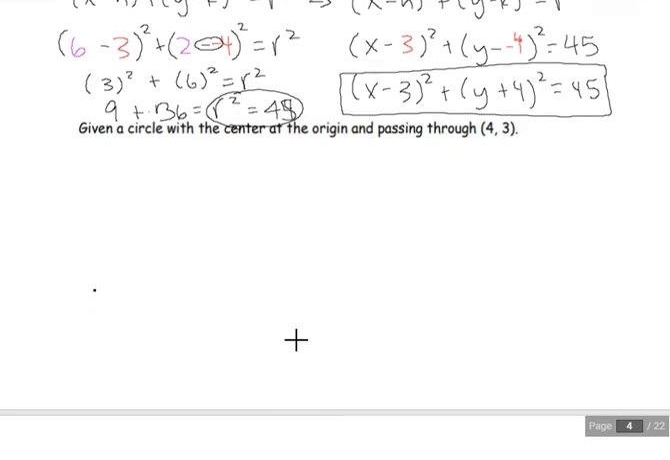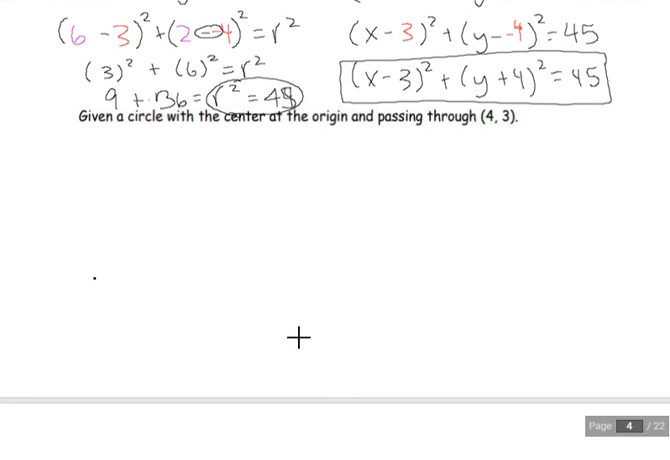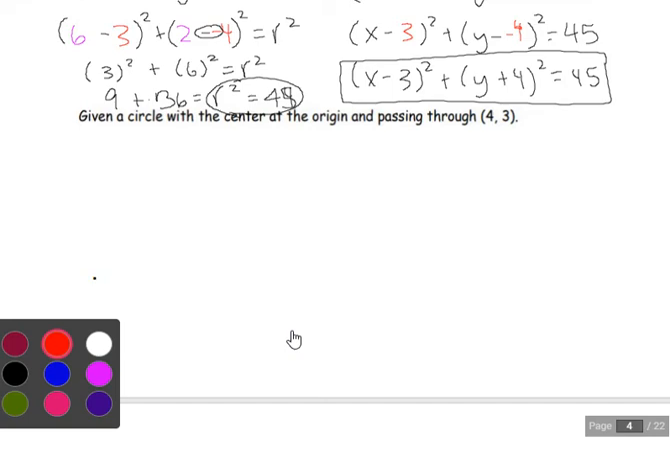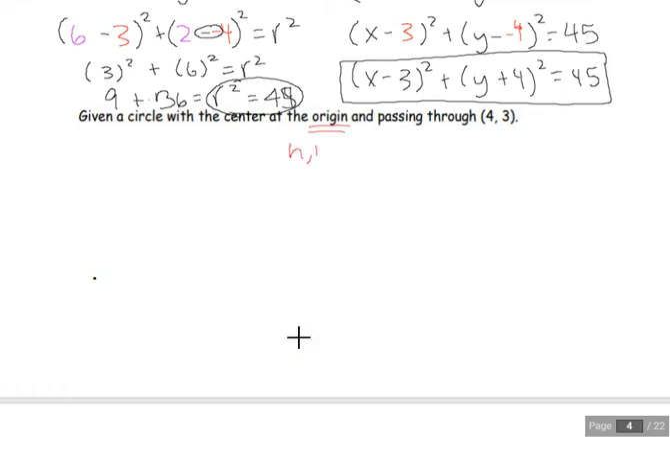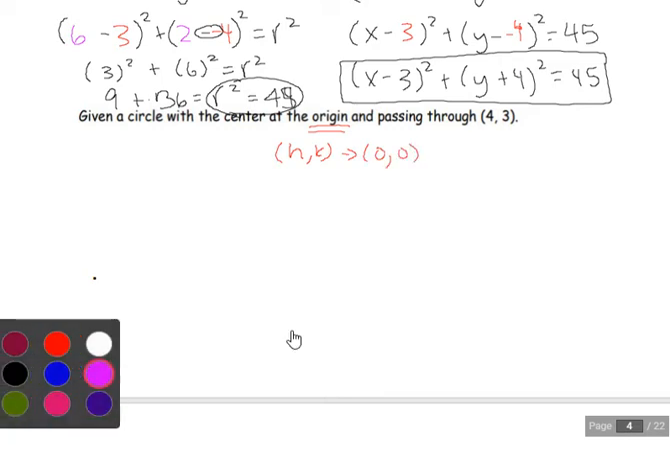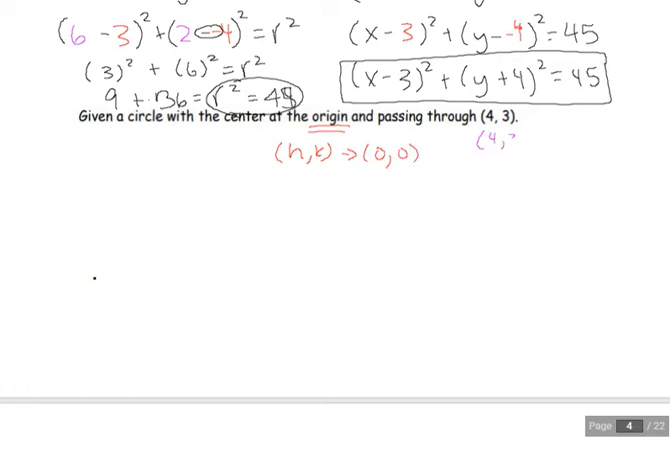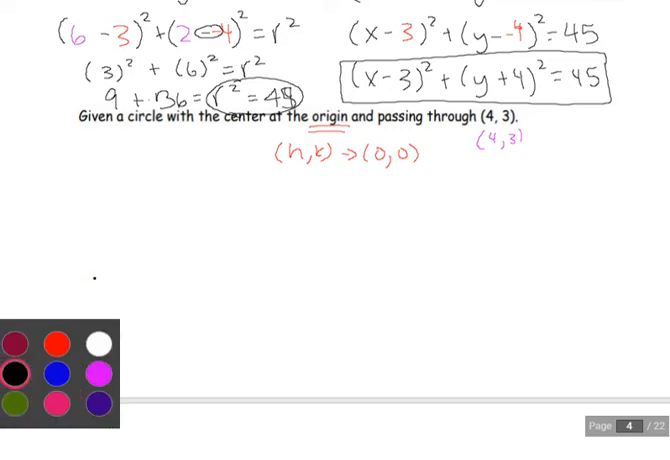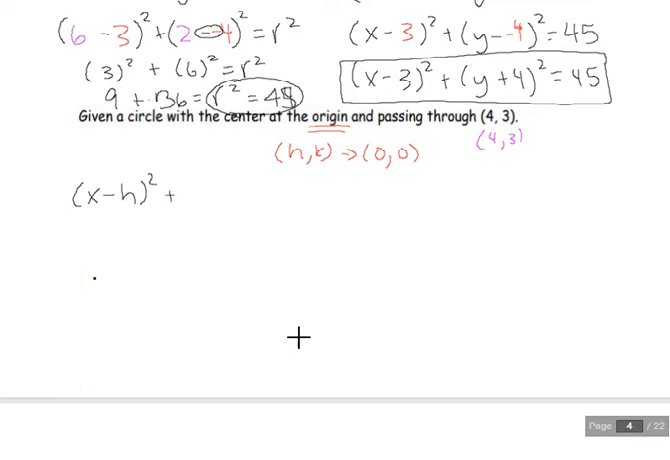All right, so here we have another one where we do have the center, excuse me. It's going to be at the origin, and so that implies h and k is going to be 0 comma 0. And then the point it passes through is going to be 4 comma 3. Okay, so we're going to start with the equation. And we're going to use that equation to find our r value.